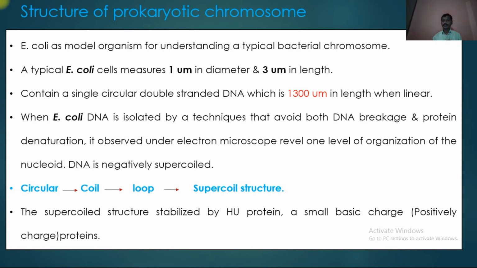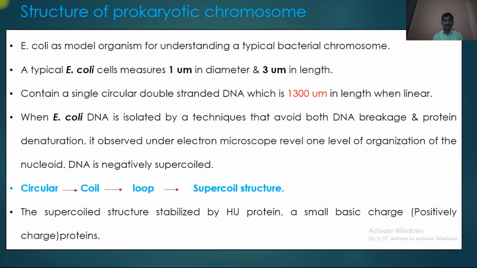The length is approximately 1300 micrometers. The question arises: how does this 1300 micrometer double-stranded DNA pack into a small cell which has a diameter of 1 micrometer and a length of 3 micrometers? The answer is that the genetic material, or DNA, present in the cytoplasm is highly supercoiled in structure. For this study, we first isolate the DNA from E. coli.